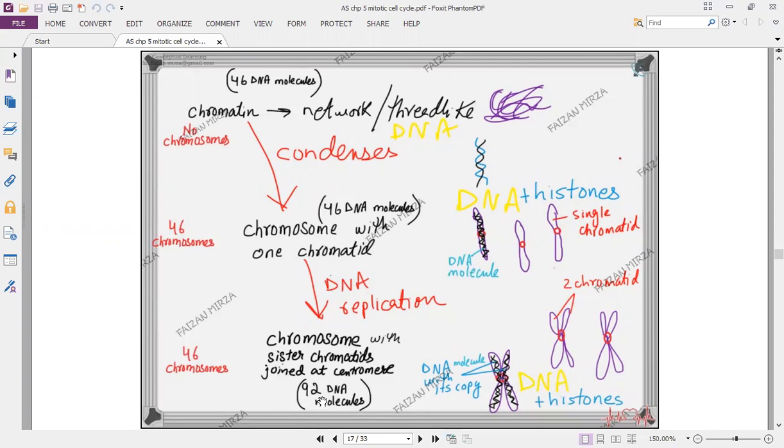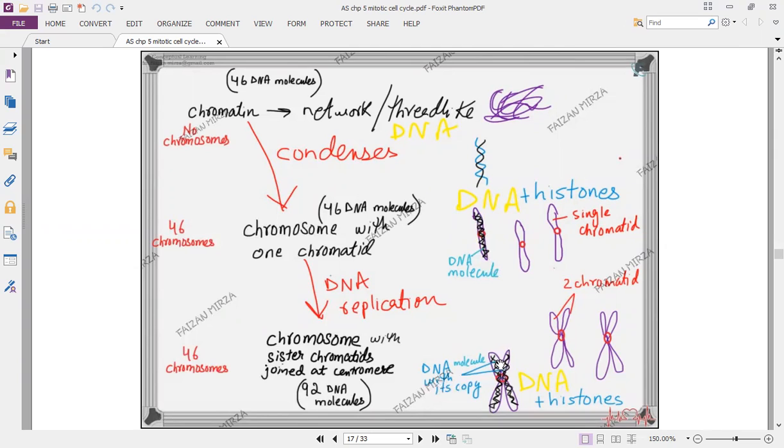Why 92 DNA molecules on 46 chromosomes? Because each chromosome is not a single chromatid anymore. Each chromosome is two sister chromatids attached at the centromere. So the DNA present on this chromatid is also present here, as its copy.